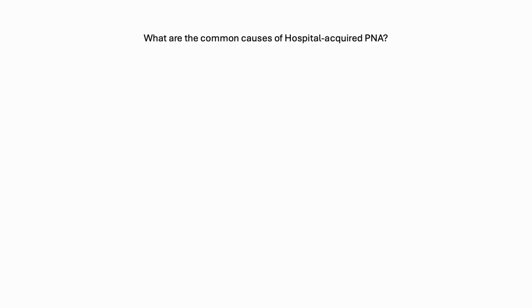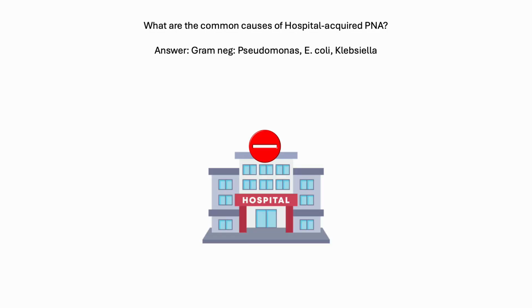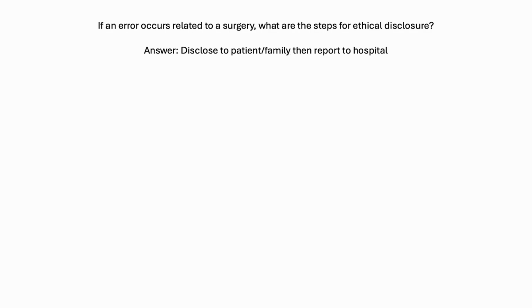What is the most common cause of hospital-acquired pneumonia? It's going to be your gram-negatives, like Pseudomonas, E. coli, and Klebsiella. Just think about how the First Aid sign typically has a plus, but no, if we're talking about pneumonia, it's a no sign, it's a stop sign, it's negatives. If an error occurs related to a surgery, what's going to be the best step for ethical disclosure? These ethics questions are kind of hard, but just know you have to go to the patient first before you're going to the hospital.